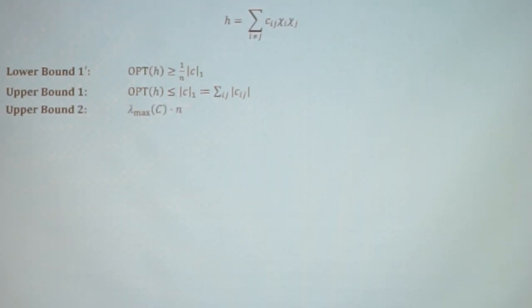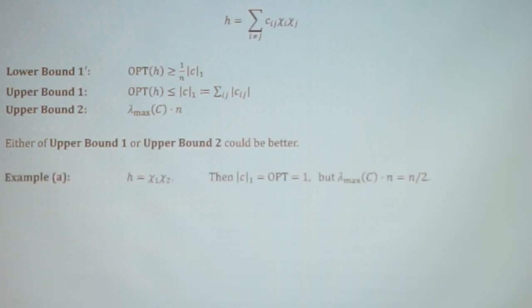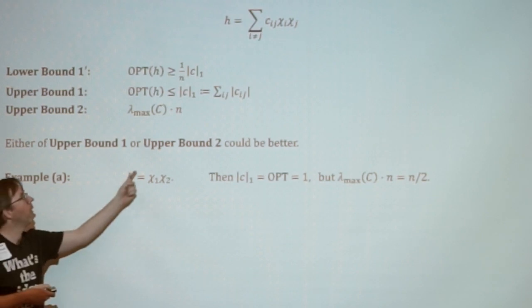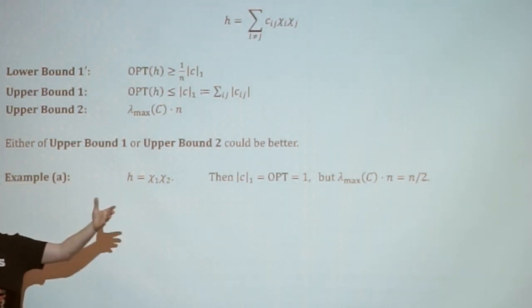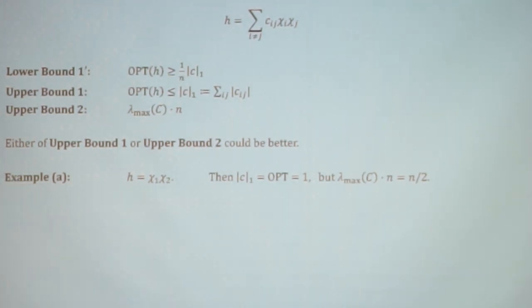Okay, so now we have these two different upper bounds. And actually, either of these upper bounds might be better than the other one. I'll give some examples. Here's a trivial example. Imagine this is your whole polynomial, just chi1, chi2. But imagine there are n variables, we're just choosing not to use them. All the associated coefficients are 0. Then the sum of the absolute values of the coefficients is 1. That's upper bound 1, and that's actually also the optimum, 1. But lambda max of this matrix is, I think, half if I calculated it right. And so upper bound 2 is n over 2, which is much worse.